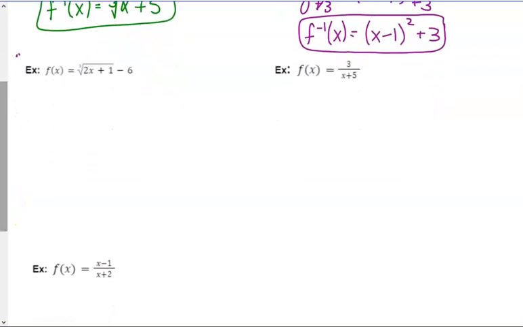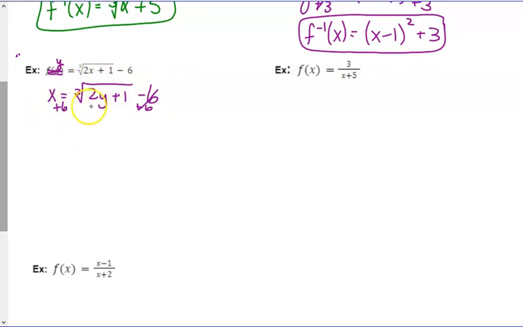All right, let's try this next one. This one's very similar to the one we just did, except now we have a cube root of 2x plus 1. So I'm going to exchange that for y, make this an x, make this a y. And again, just like before, my y is in here, so let's bring that negative 6 over by adding 6 to both sides.